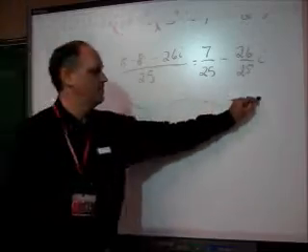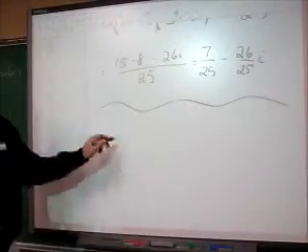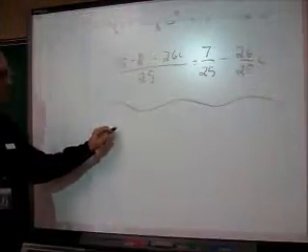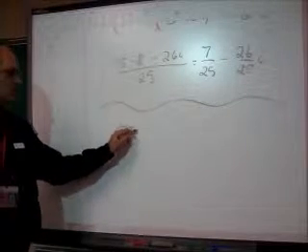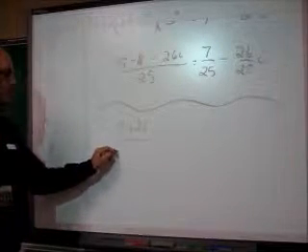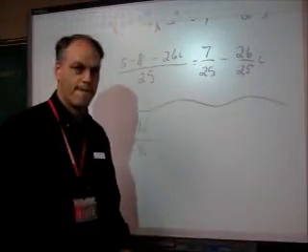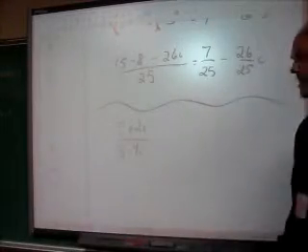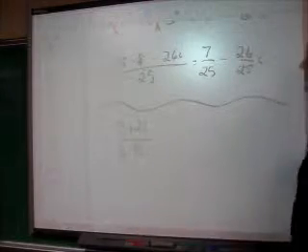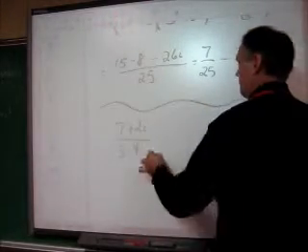Alright. Let's try one more: 7 plus 2i over 3 minus 4i. You can have a negative number, but you can't have an i in the denominator. So what happens?